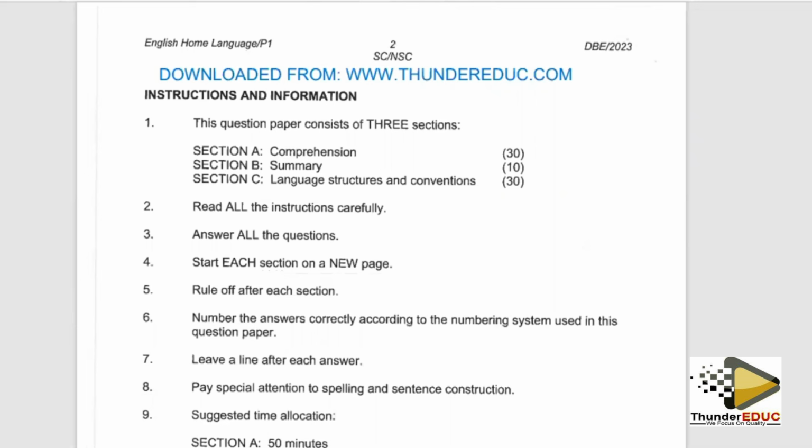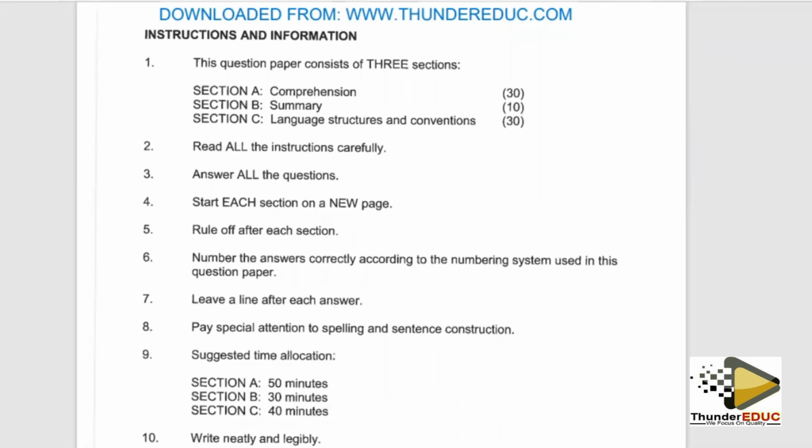We are going to start with the instructions on page 2. Please read the instructions carefully. You must have internalized the instructions that you have been practicing in class and be able to display them as you are writing your exams.